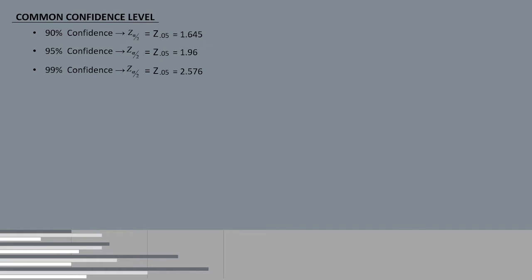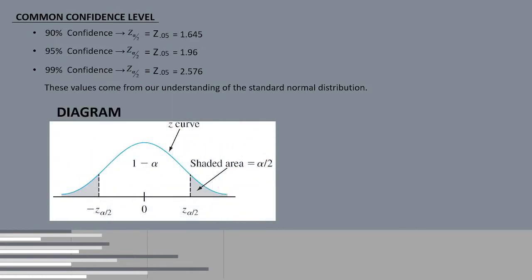90% is equivalent to a 1.645 critical value, 95% to 1.96, and lastly, for 99%, the highest confidence level we want to get, it is 2.576. These values came from our understanding of the standard normal distribution. For further illustration, let's use a diagram. This diagram shows the first formula, which is P(negative Z alpha over 2 less than Z less than Z alpha over 2) equals 1 minus alpha.